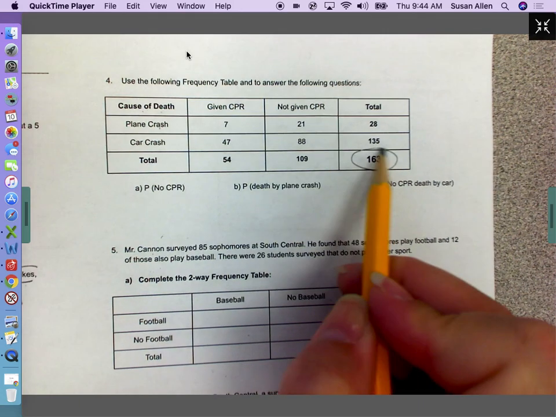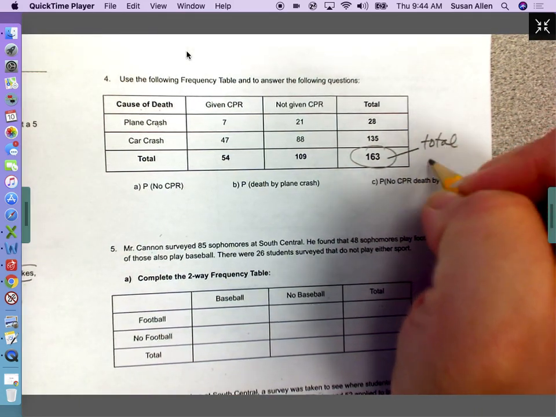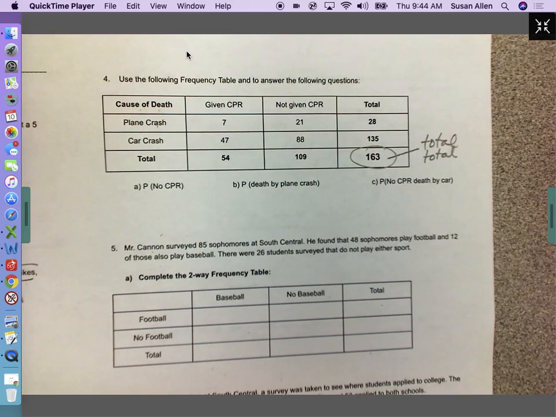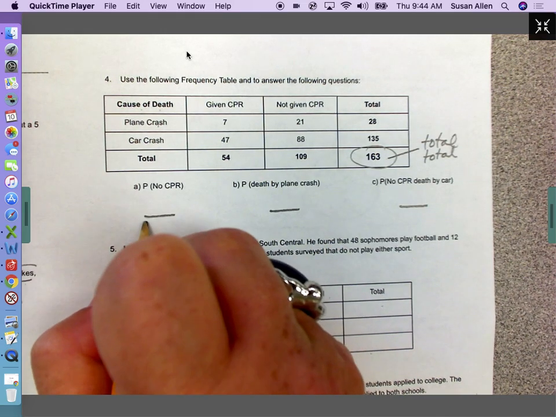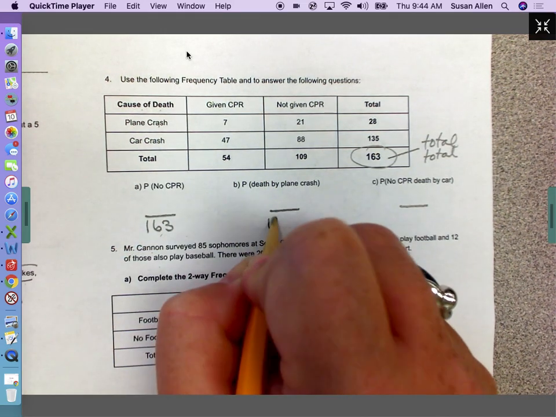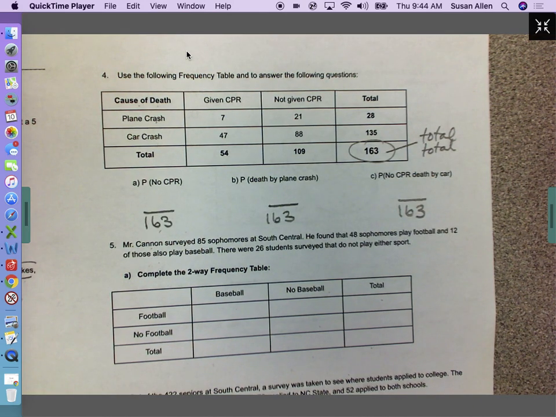So this 163 is very important. It is what we call the total. And that total is all possible outcomes, which means all of these probabilities should be over your total of 163. All of them over 163. If you give the frequency without the probability, you have not answered the question and you will not receive credit. So please make sure you include your denominator.